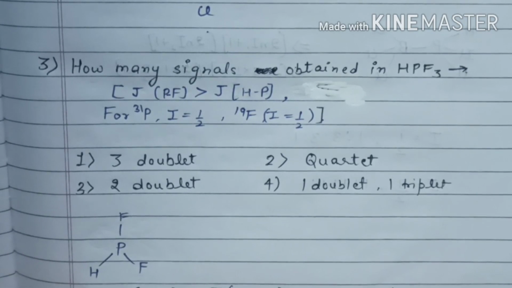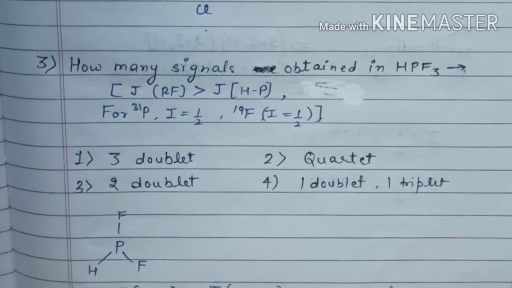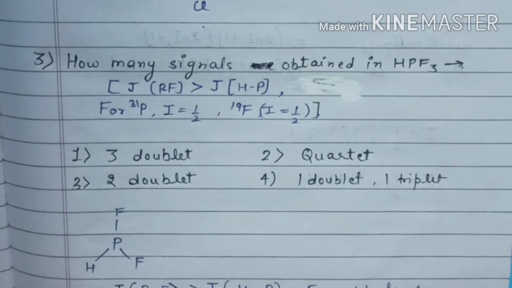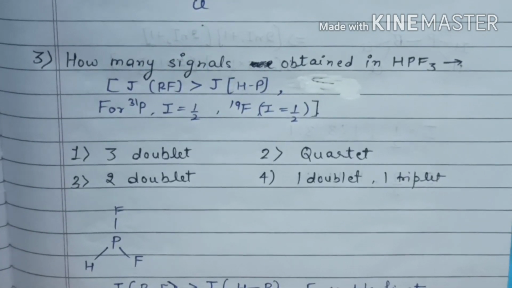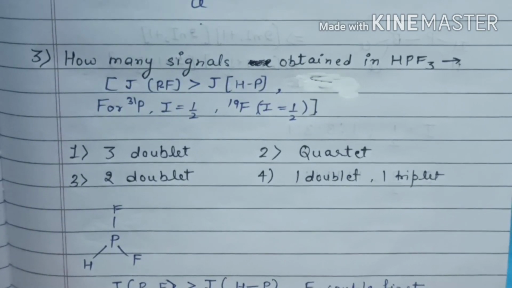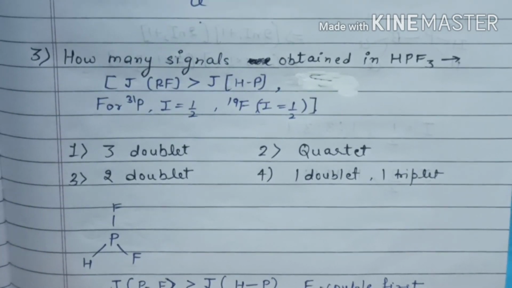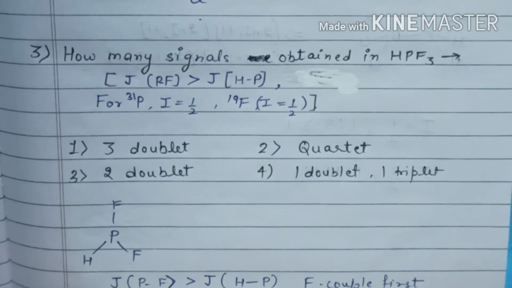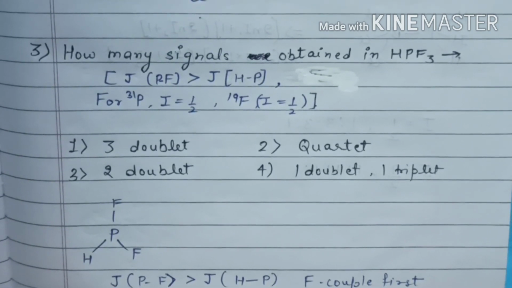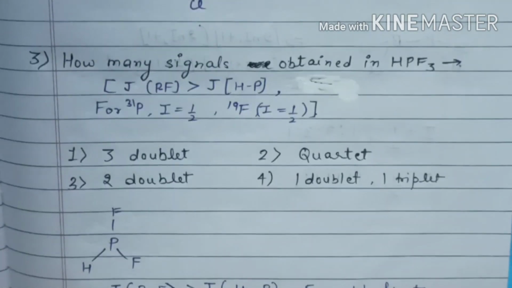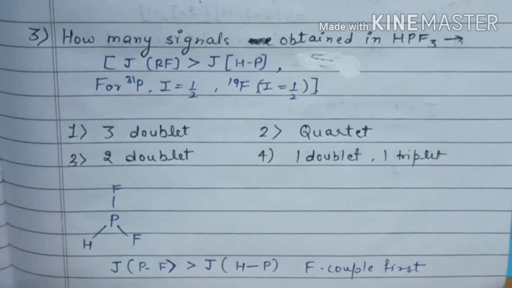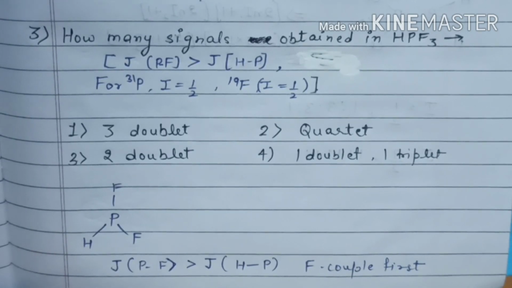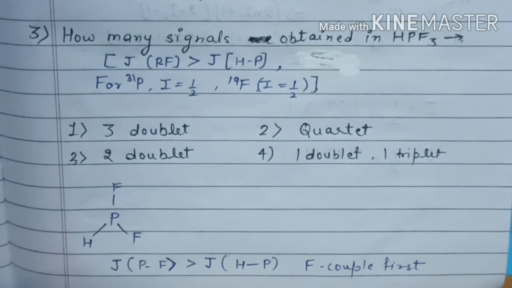Next question is, how many signals are obtained in HPF3 if the J coupling of phosphorus-fluorine is higher than the J coupling of hydrogen-phosphorus, and for P-31 the spin number is half and for F-19 also half? The given options are 3 doublets, quartet, 2 doublets, 1 doublet, 1 triplet. Now see the molecule. These three fluorine atoms are bonded with the phosphorus atom.